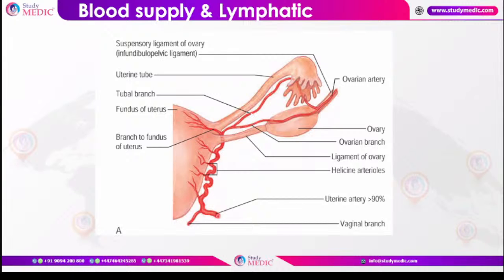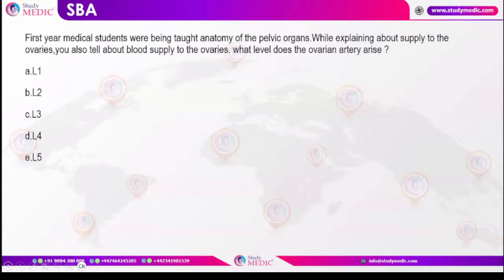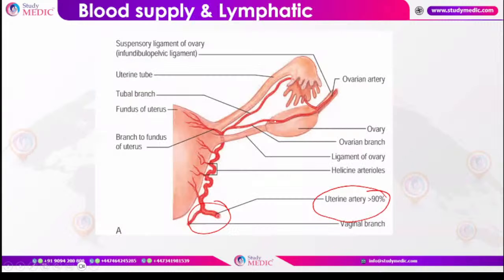So if you have a good look over here, see what is happening. This is the ovary. We know the ovaries have a direct supply from the abdominal aorta, the ovarian artery. Now, this ovarian artery, if you have a good look here, is supplying not only the ovary, but it is also supplying the tube. And there are anastomoses between the uterine artery and the ovarian artery.